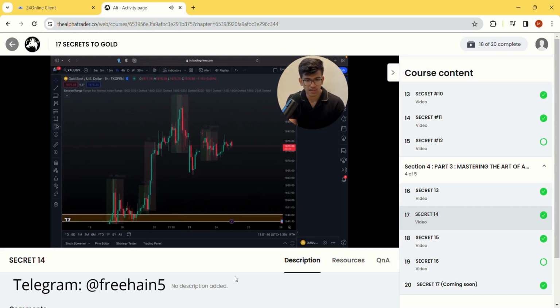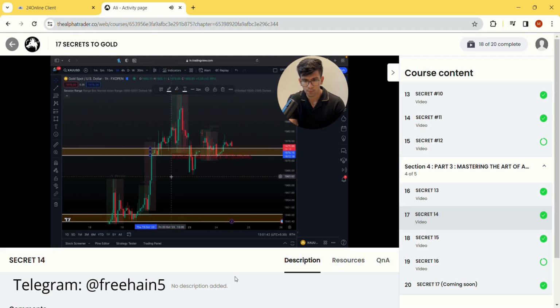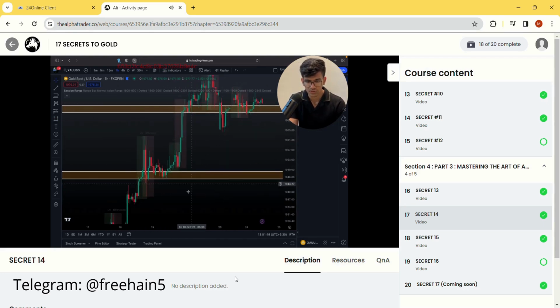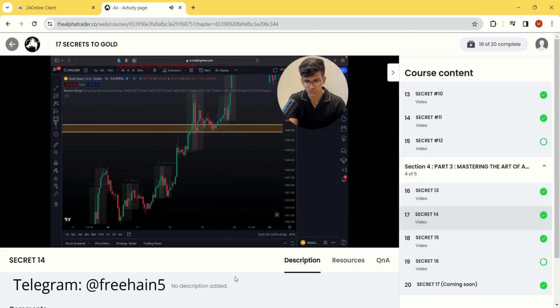And then later on, let's take another example. This was a support zone. Price was resting here. The London opened over here. Obviously, this is not that example because price was not resting at this zone. Let's take this for example again.